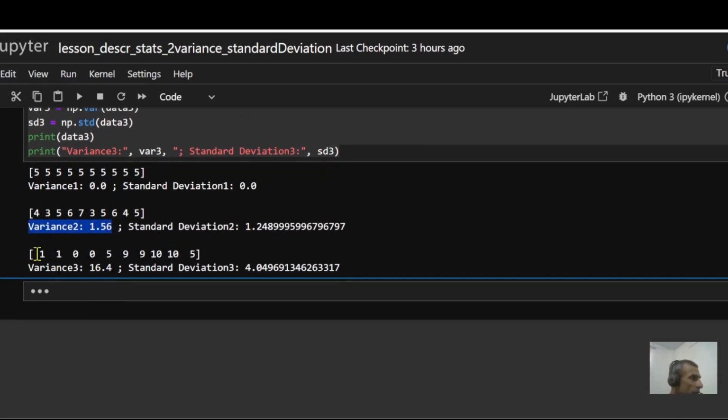Now look at this one. You have a little bit higher variability in your data. That's why your variance in this case is 16.4. So you're going from 0 to 1.5 to 16.4 because the variation in your data is increasing. So variance measures how much spread there is in your data from its mean value. And standard deviation, by the way, does the same thing. It just scales it down a little bit and converts this back into its original unit. Okay, thank you.